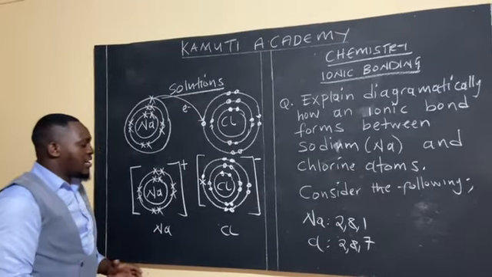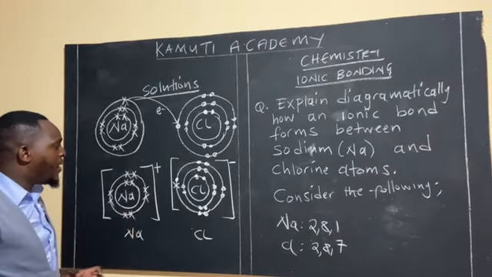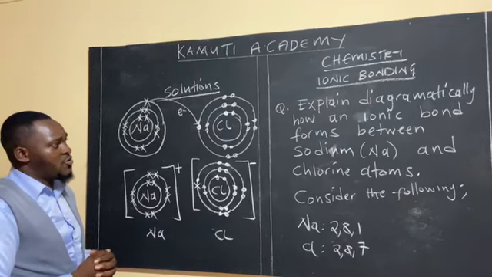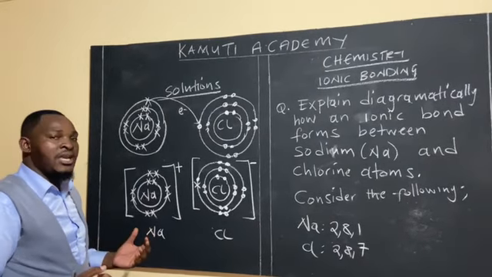All together, these make sodium chloride, our table salt, the one that we mostly use. So this is how ionic bonding can occur.